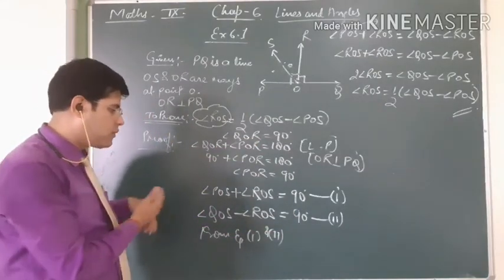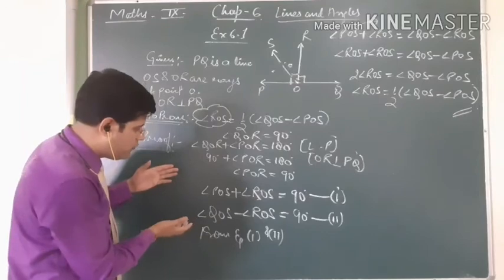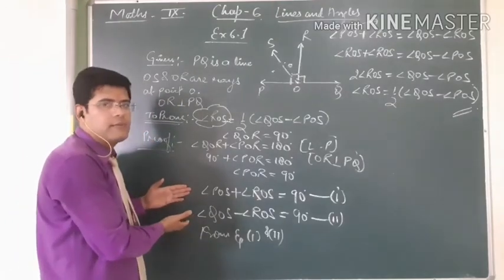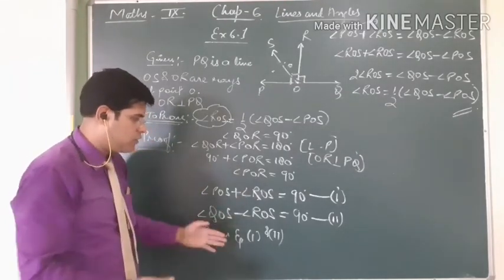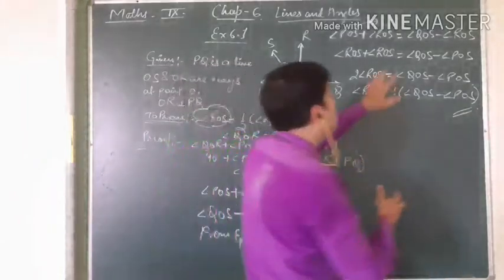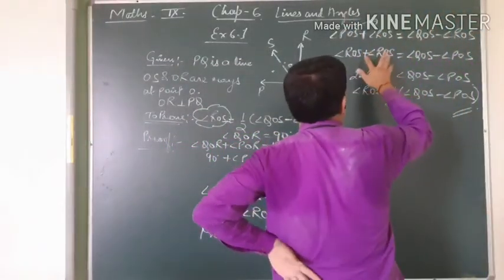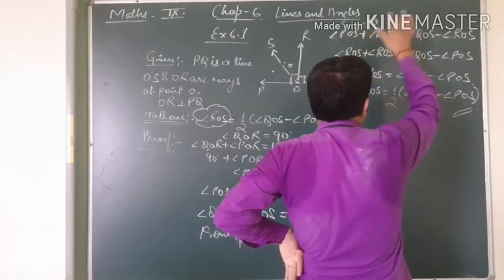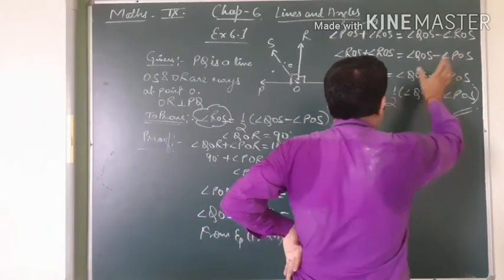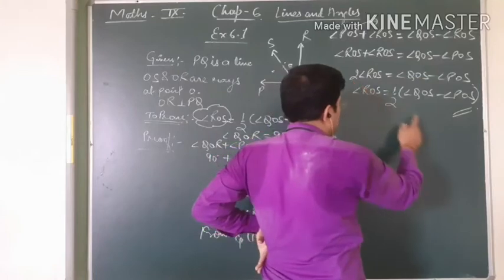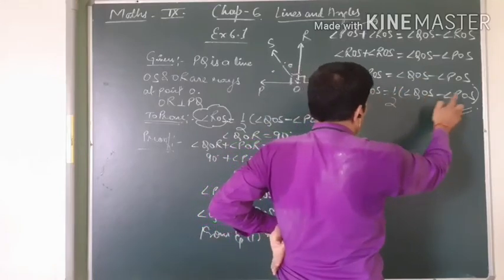Now if we take together these steps, we can refer to this as example number first, things which are equal to the same thing are equal to one another. So here both parts are equal. Now transfer this ROS to the other hand, it will become 2 ROS. When we subtract this POS from the QOS, and transfer the 2 to the other hand, it will become half of angle QOS minus POS, and this we have to prove.